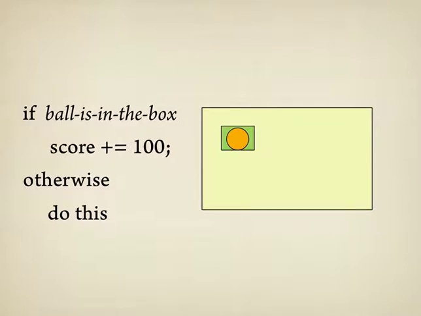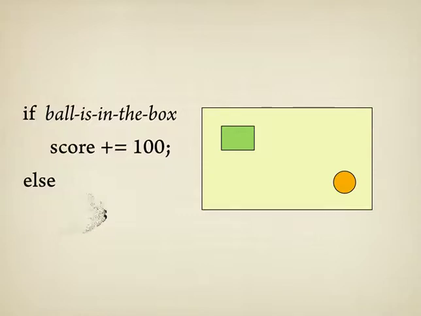What if the ball is not in the box? Well, we want to choose the alternative. In fact, we don't use the word otherwise. In programming, we use the word else. It's just the way we write the language. So instead of otherwise, we use else. So what is the alternative? Well, rather than giving you 100 points, let's say you lose 10 points by clicking at the wrong time. So that's a way to use if to score your game.